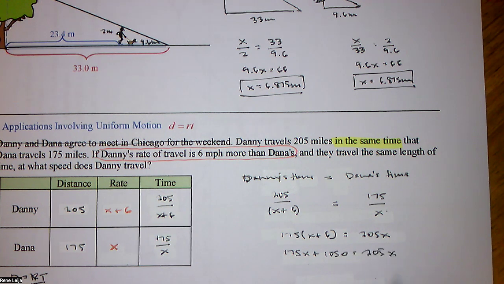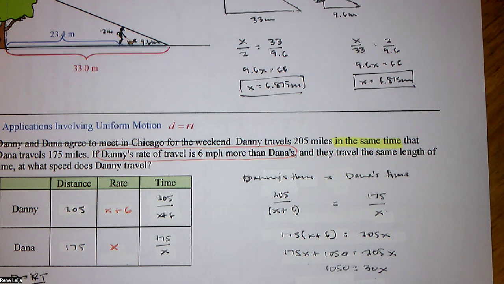And that equals 205. Now I need to move my 175 over. So I'm going to subtract 175 from both sides. So 205 minus 175 gives us 30x. We're solving for x, so I'm just going to move the x to the other side. So 1050 divided by 30, we get 35.